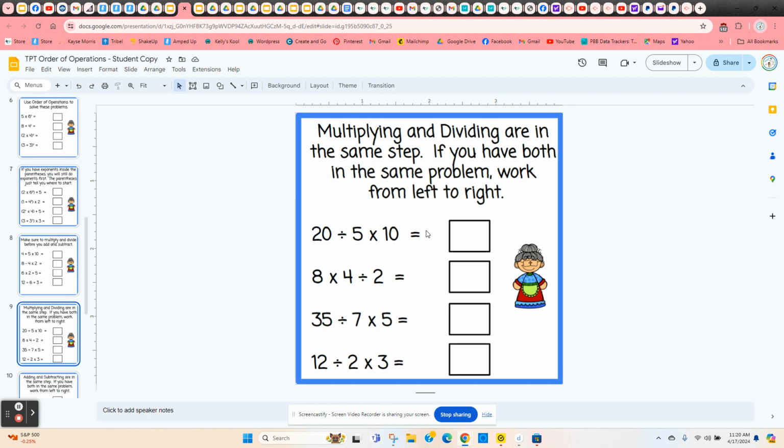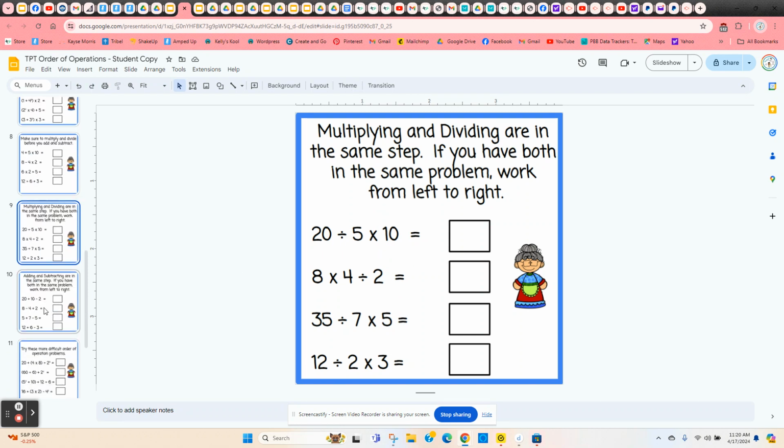Then if they have multiplying and dividing on the same problem, they're going to work from left to right. So 3 of these problems they're going to divide first, and 1 problem they're going to multiply first. Always going from left to right if they have both operations in the same problem.